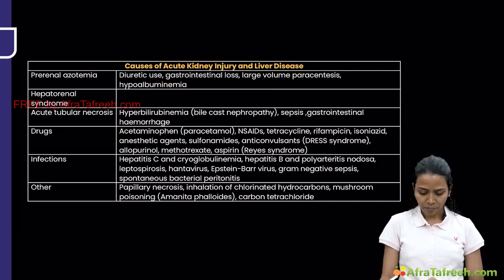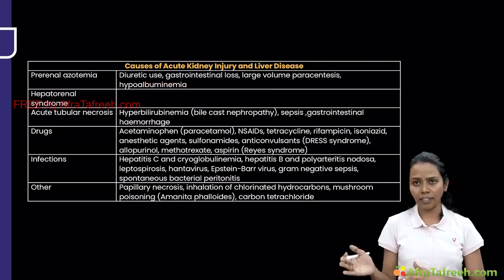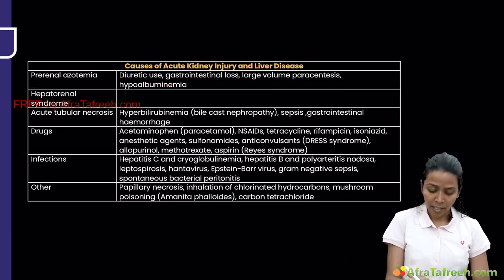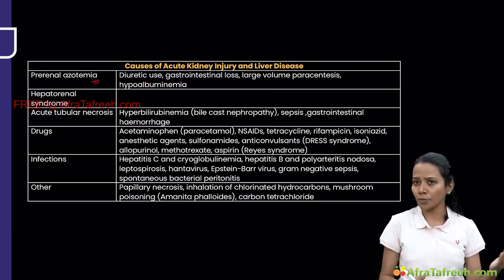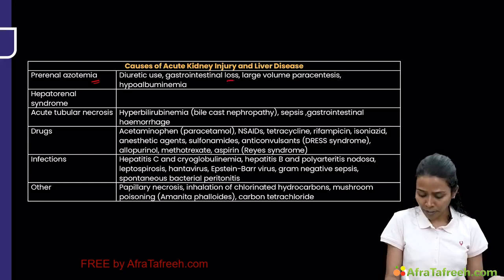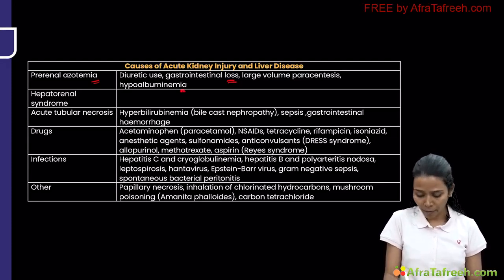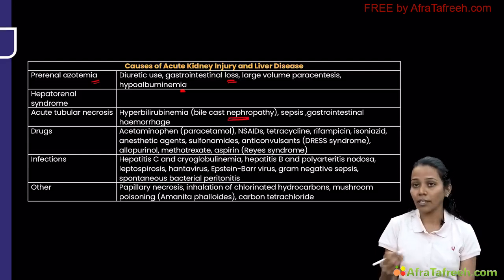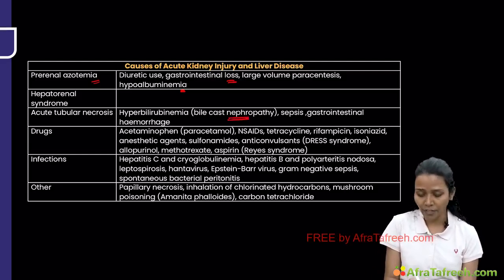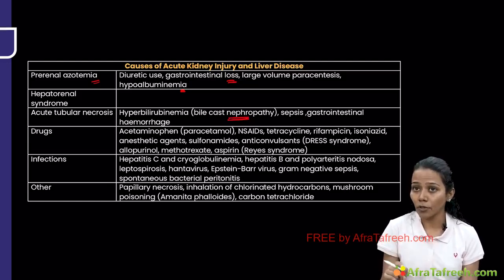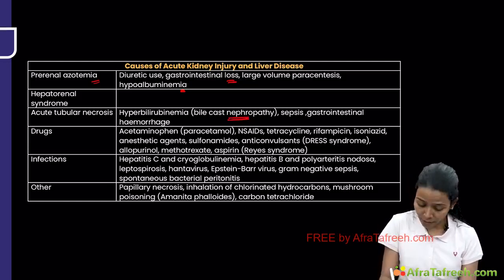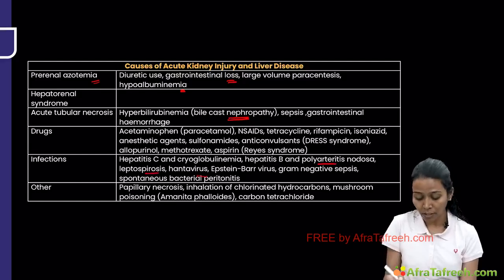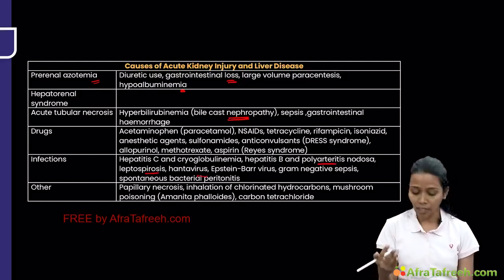Okay. Now in liver disease, this I will again deal with in the chapter of AKI in liver disease. Pre-renal azotemia can happen because we are using excessive diuretics, or there can be GI loss or large volume paracentesis or hypoalbuminemia. Again, hepatorenal syndrome can happen. ATN can happen because of bile cast nephropathy. This is important to remember. And drugs that we use can cause acute kidney injury. Infections that are coexisting, like hepatitis C causing cryoglobulinemia, hepatitis B causing polyarteritis nodosa, leptospira, hanta. All these can cause both liver and kidney damage.